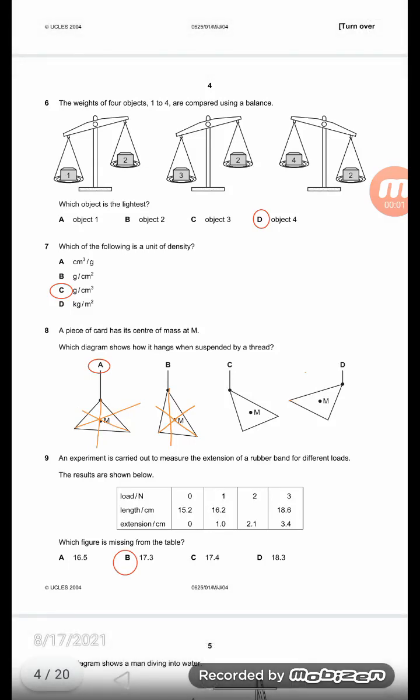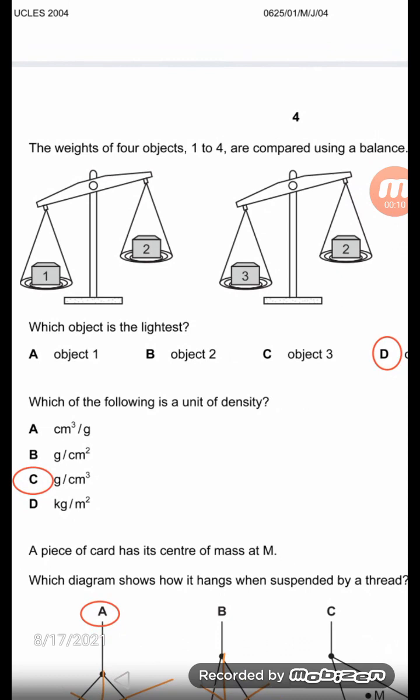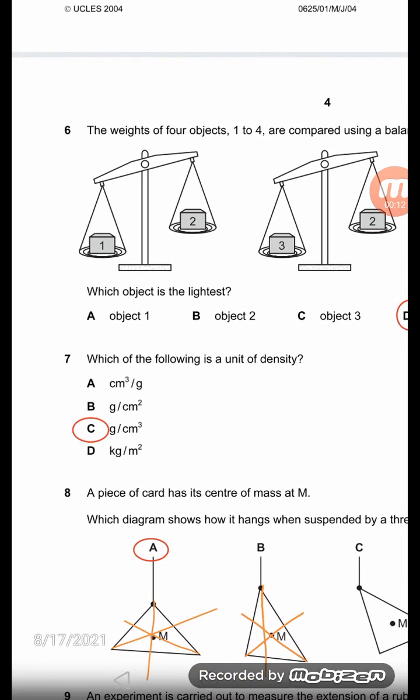Okay, today I will explain IGCSE force. Here you can see in question number 6, the weights of four objects, 1 to 4, are compared using a balance. Which object is lightest? They are asking which one is the lightest.